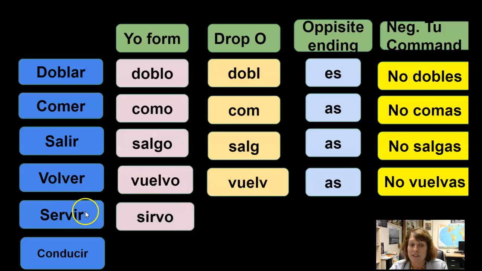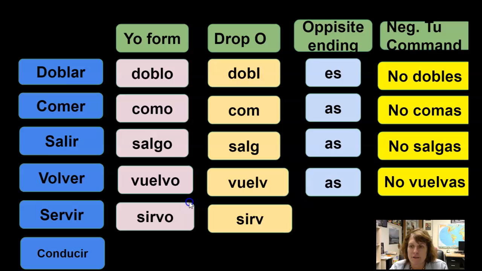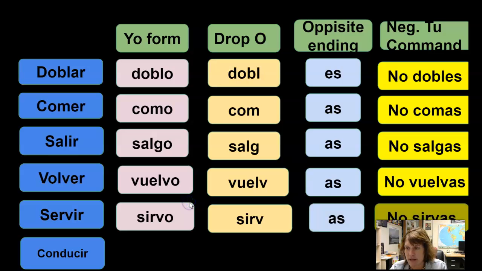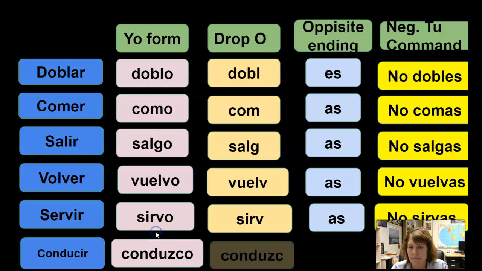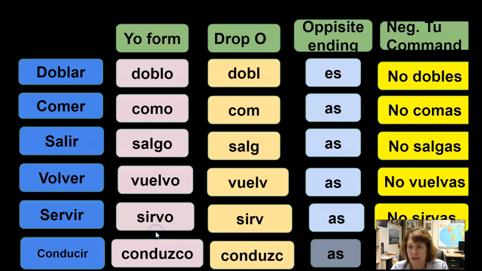Again, servir has an E to I stem change when you conjugate it in the present tense, so it becomes sirvo. Sirv, no sirvas. And then conducir, conduzco. So again, why it's important to put it in the yo form. Conduzco, conduzc, no conduzcas. Okay, so vamos a continuar.